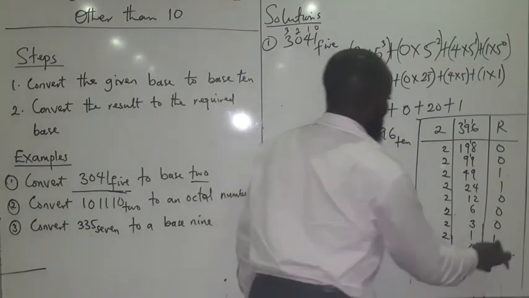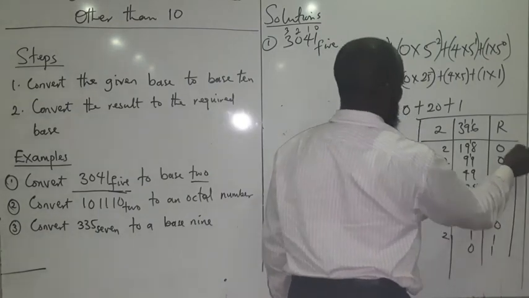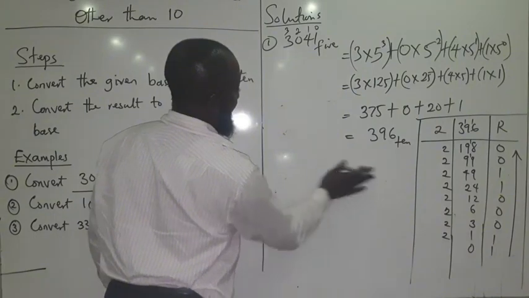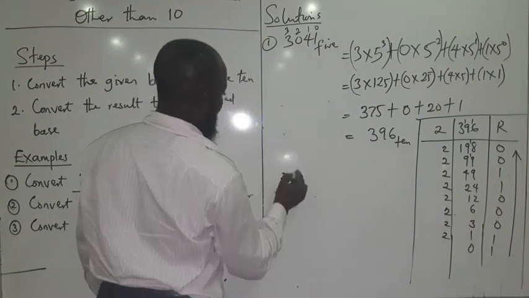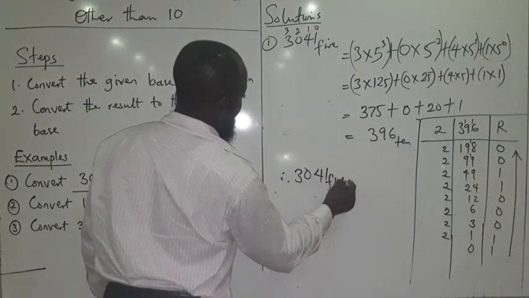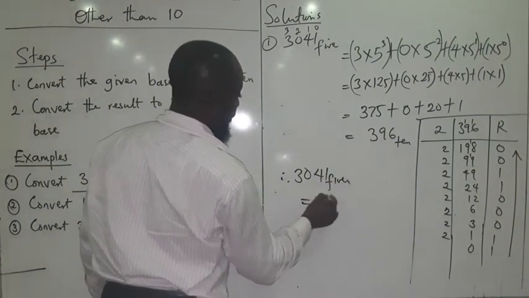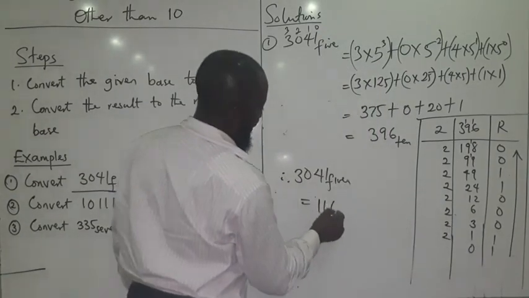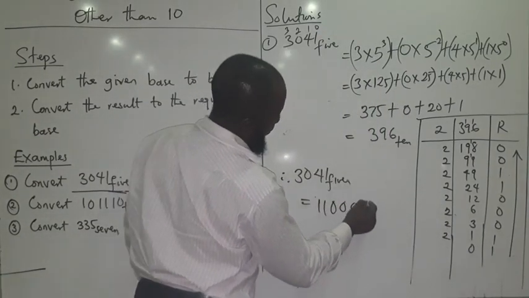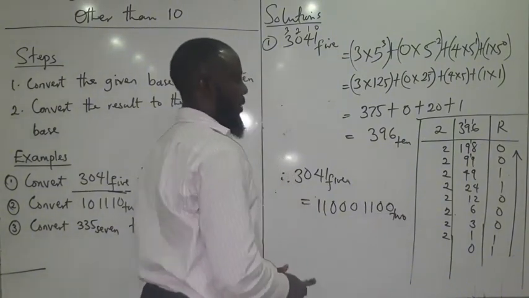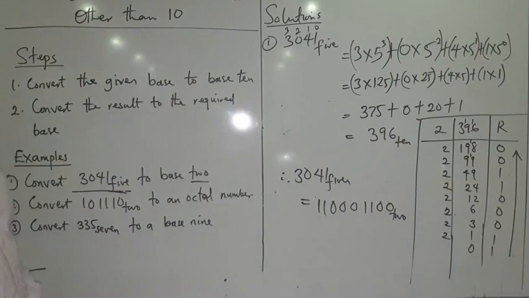So our answer will be read from the bottom to the top. In that case, we can therefore conclude that 3041 base 5 is equal to 110001100 base 2. This is very clear. So that's how we go about this.